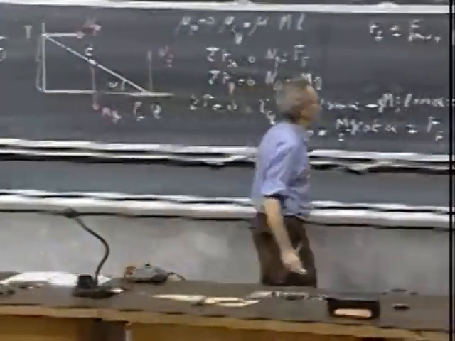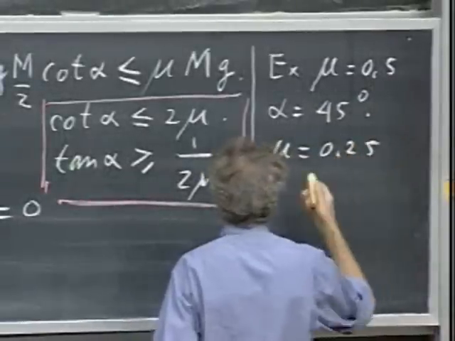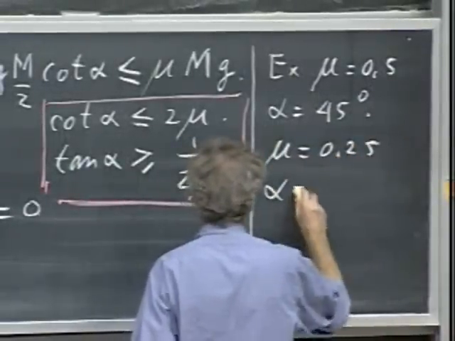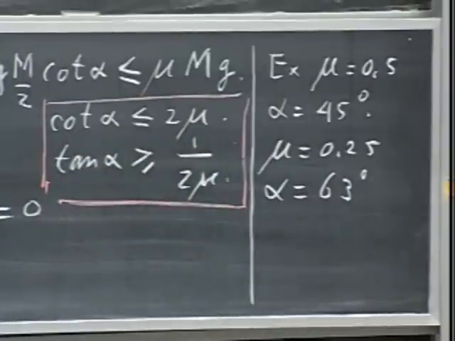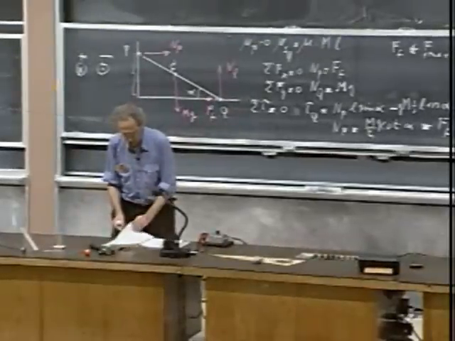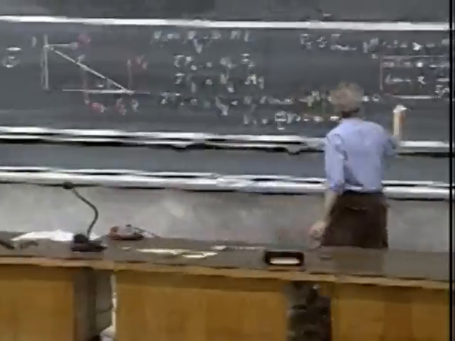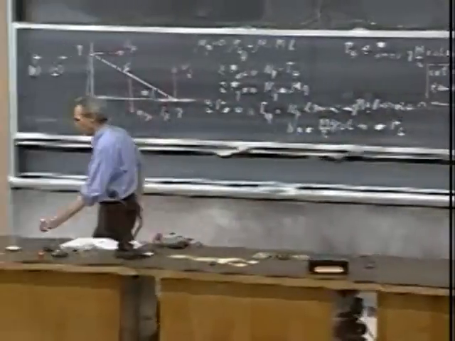If you take mu is 0.25, then the critical angle where it will start to slide, I think, is somewhere near 63 degrees. But you can check that for yourself. So the angle has to be larger than that number for the ladder to be stable. This result is very intuitive, namely that if the angle is too small, the ladder starts to slide.